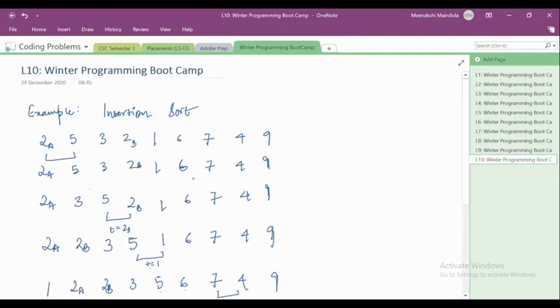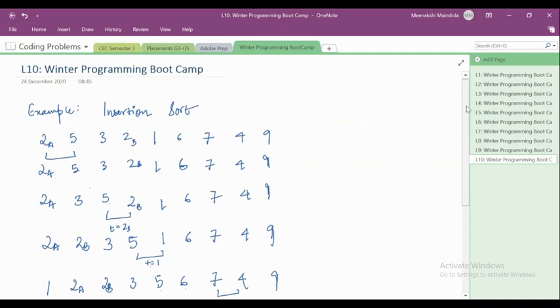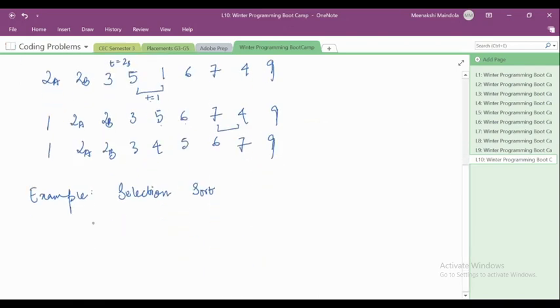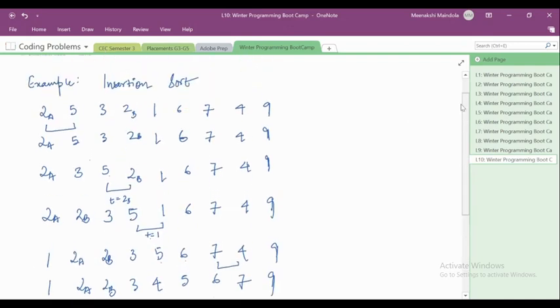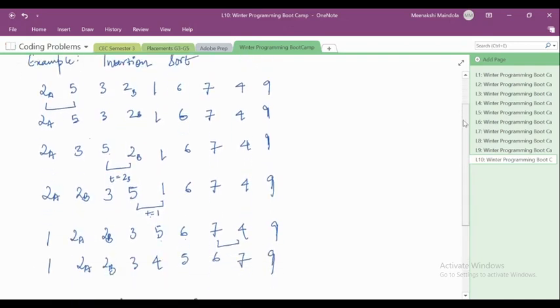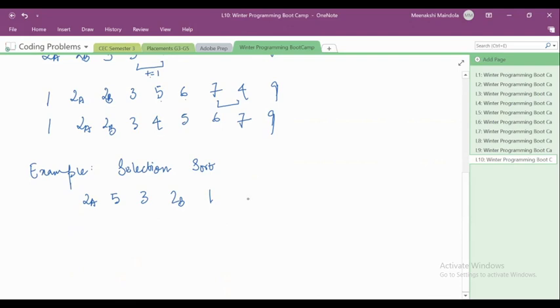So let us take up the same example here and see if selection sort is actually stable or not. Okay, so let me just copy these elements. So we have 2a, 5, 3. Then we have 2b, right? Then I have 1, 6, 7, 4 and 9.